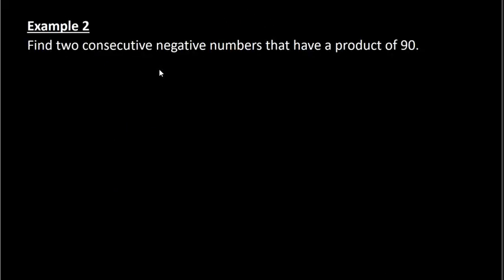For example 2, we are told to find two consecutive negative numbers that have a product of 90. To begin with, look at this phrase, two consecutive negative numbers. What that means is two negative numbers that come right after the other one. For example, if you had negative 3, the next number is negative 2. So those would be consecutive negative numbers. Or if you had negative 10, then negative 9 would be the next number.